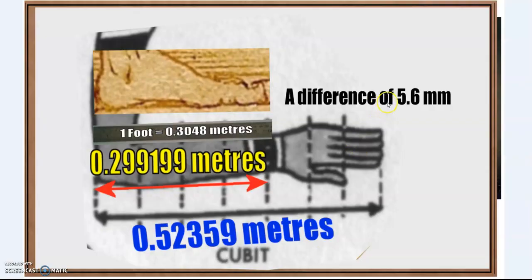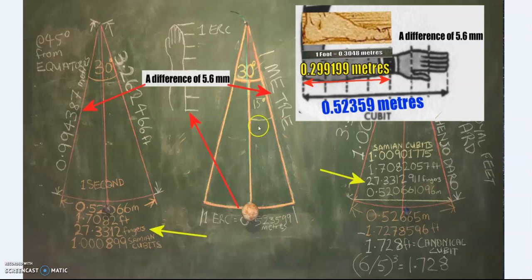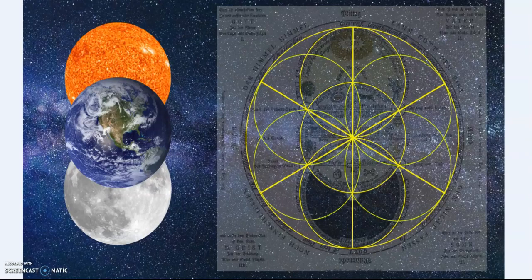That difference is 5.6 millimeters. So the difference between the Egyptian foot and the English foot is 5.6 millimeters. And if you take 1 metre and subtract 5.6 millimeters from it, you get the Mersenne pendulum, which creates an arc of 27.3 fingers, which brings us back to that Mohenjo-Daro one, but just as with 108, keep 27.3 in mind. Brings us back to the sun and the moon.